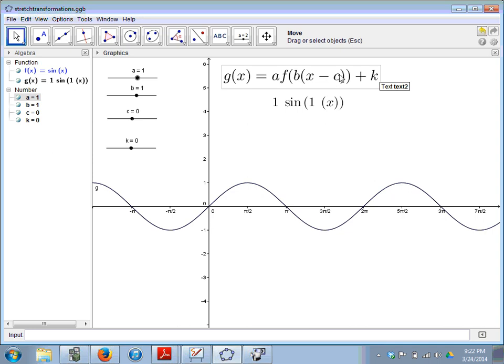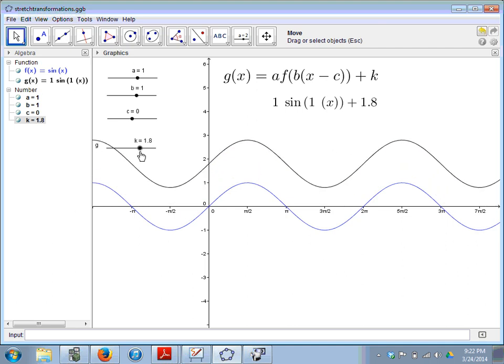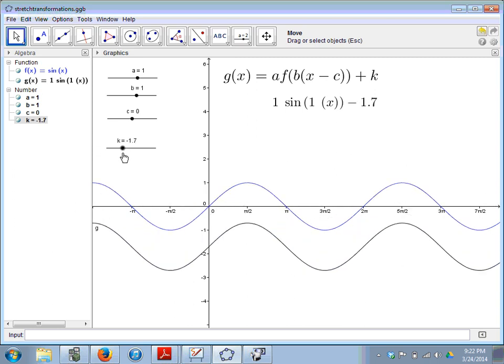These transformations here occur inside the function. Any transformation that occurs outside of the function, like A, was a vertical change. And since K is outside the function, it's also going to be a vertical change. But notice the effect that K has. As I start increasing K, all it does is move the entire graph up if K increases. If K is decreasing and becomes negative, it moves the entire graph down.